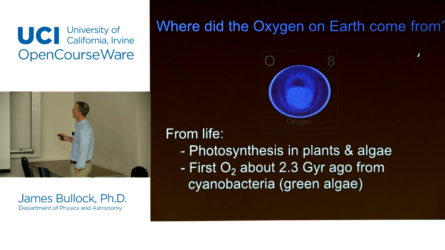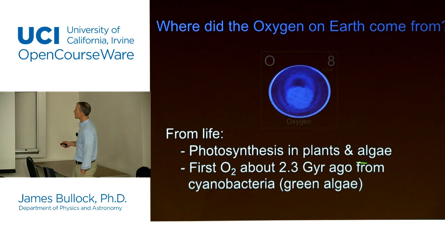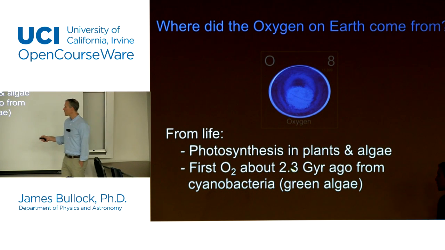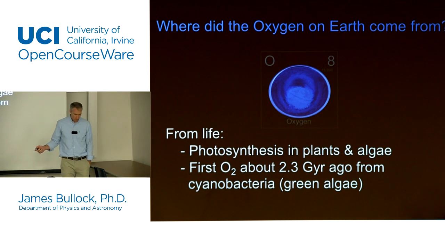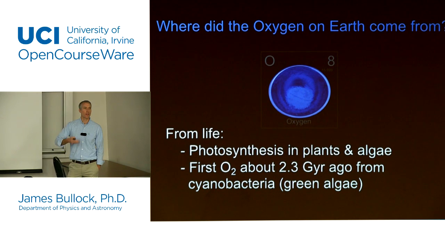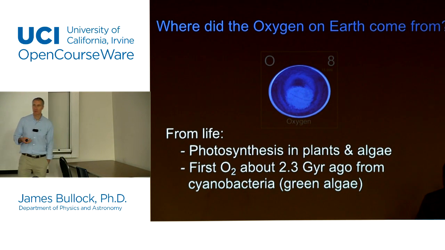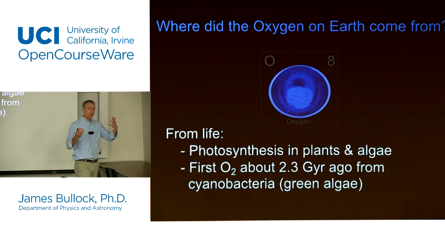So where did this oxygen come from? We've talked about this before. It comes from life, fundamentally from photosynthesis in plants and algae. And the first oxygen arose about 2.3 billion years ago, or a little bit more than that, from cyanobacteria. Cyanobacteria is the official name, and we call that stuff blue-green algae when we see it. So if people talk about algae blooms and blue-green algae in water, it's the same stuff.